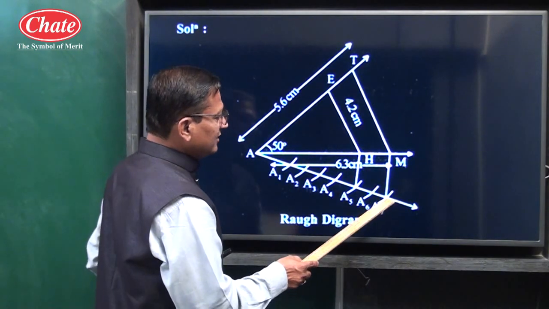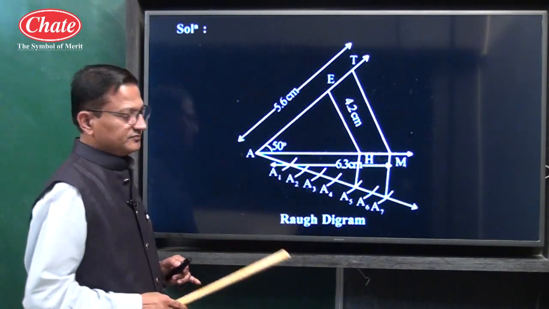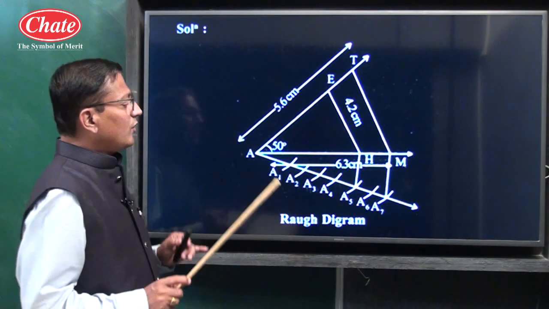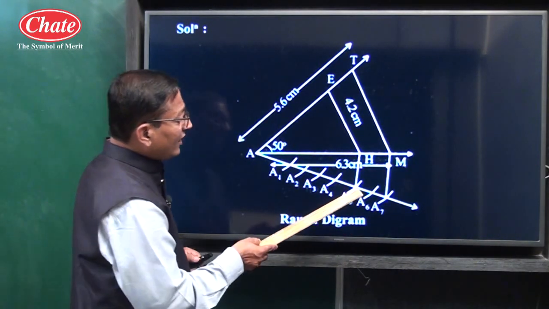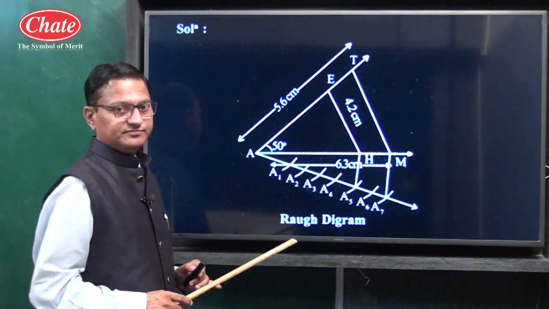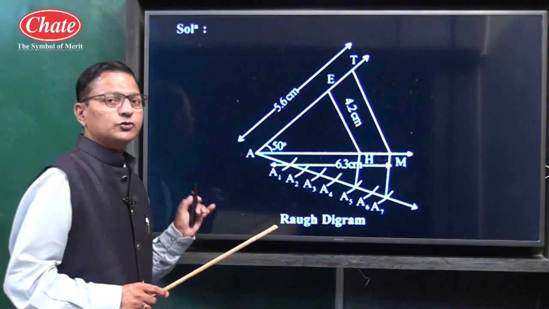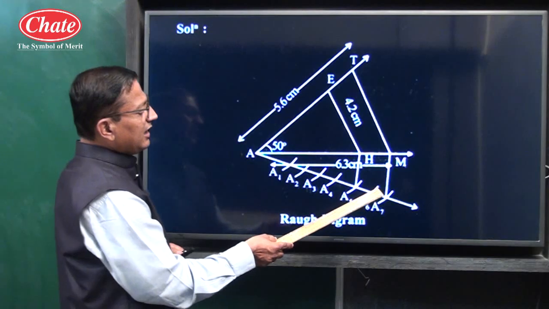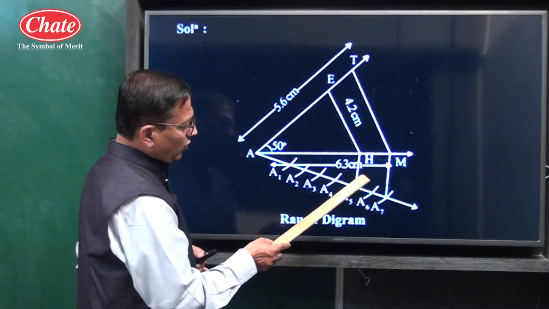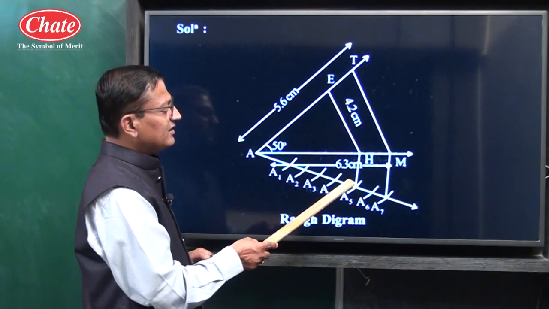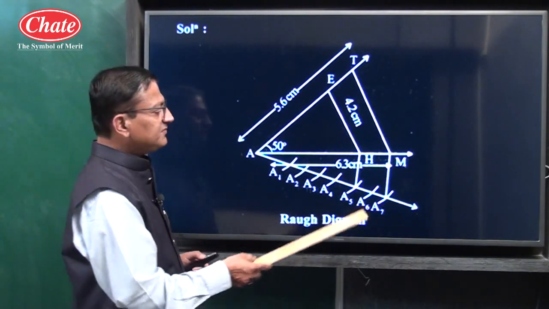Join A7 with M. So draw MA7. Now we have to draw A5H which is parallel to this line. For this we have to use the corresponding angle theorem. So draw this angle, a congruent angle here with this angle. So we know this construction.